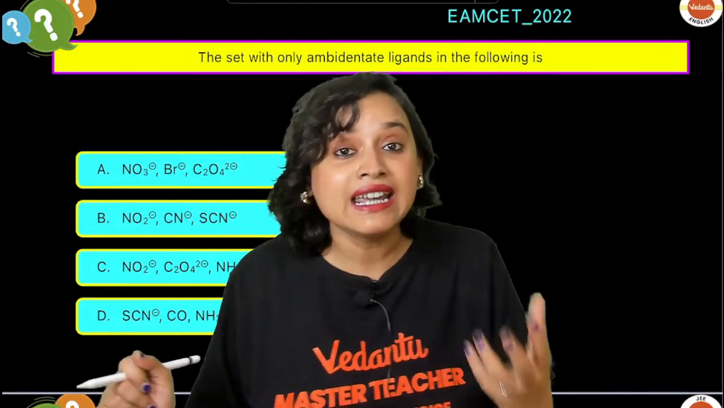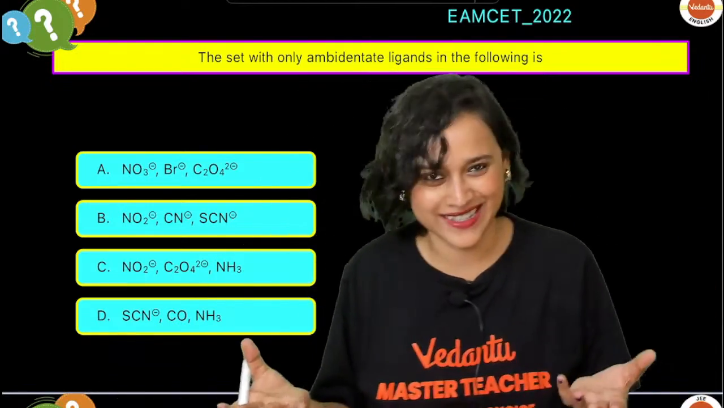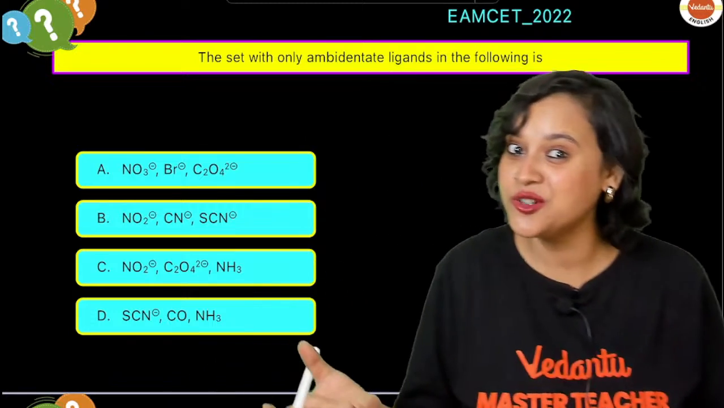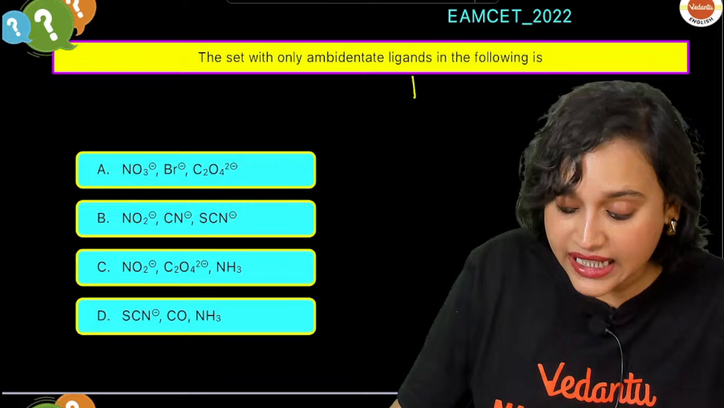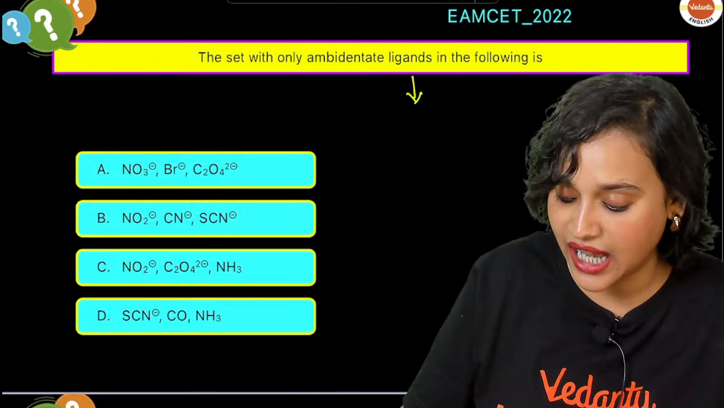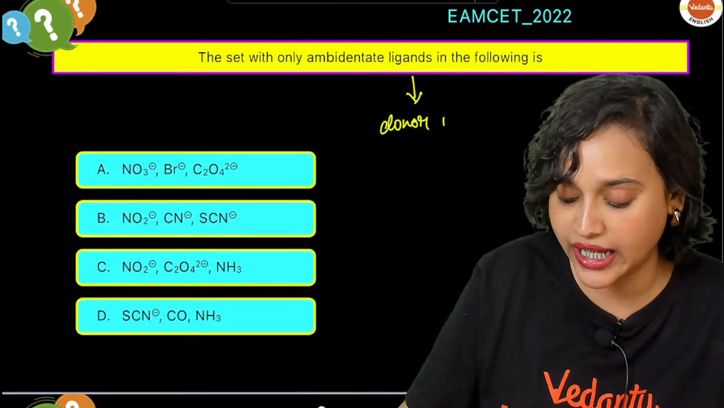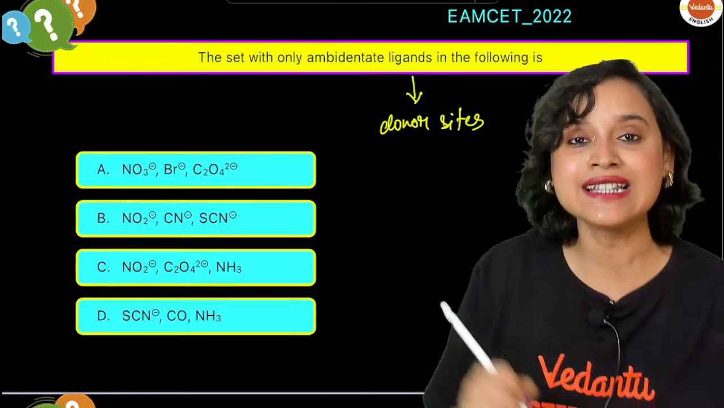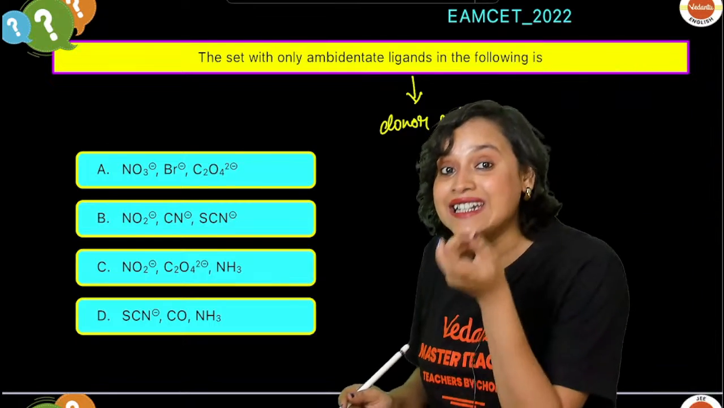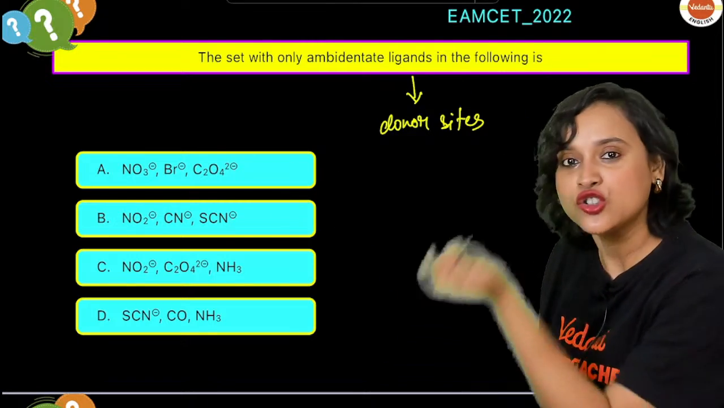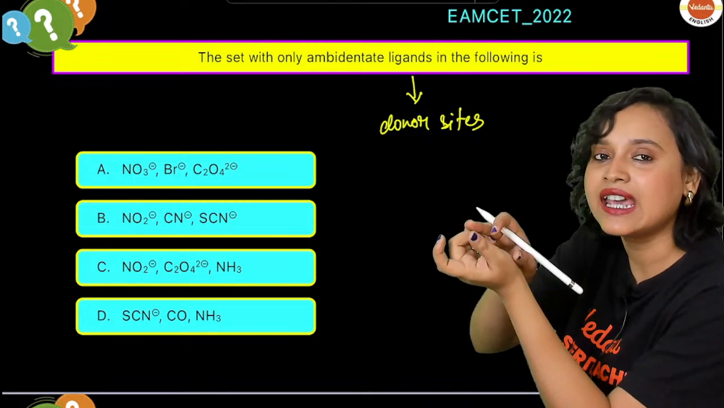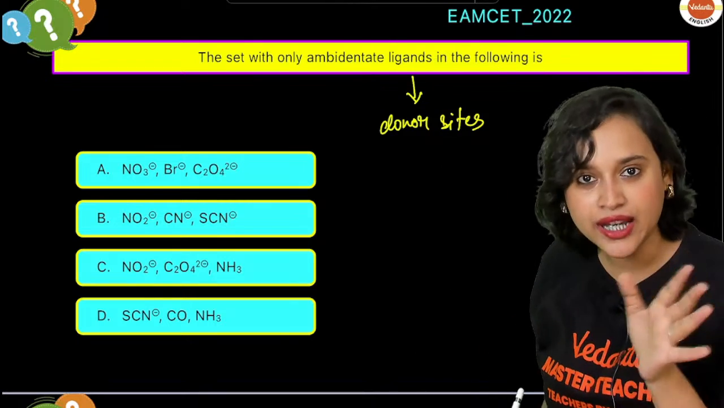Ligands don't have hands, obviously. Ligands are not human beings. But what do the ligands have? My dear students, they have donor sites. That means through that site, they can give some electrons. Through that position, they can give some electrons. Are you getting my point, everybody?